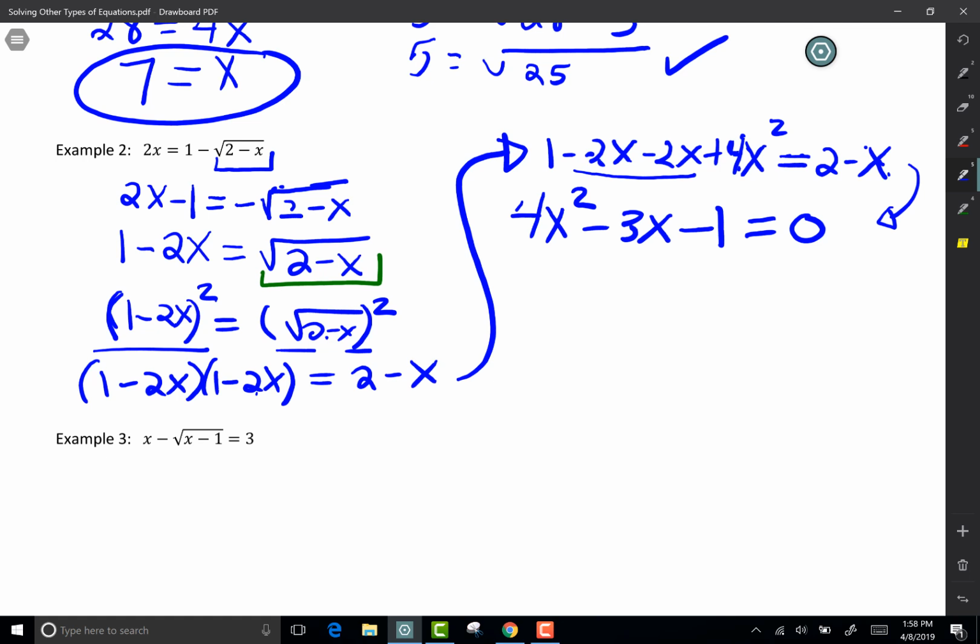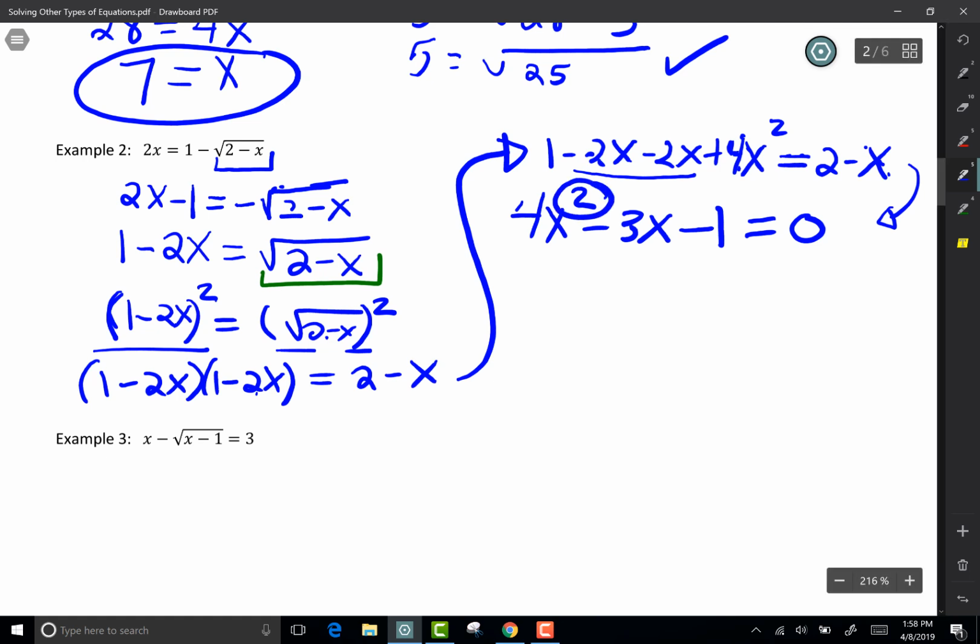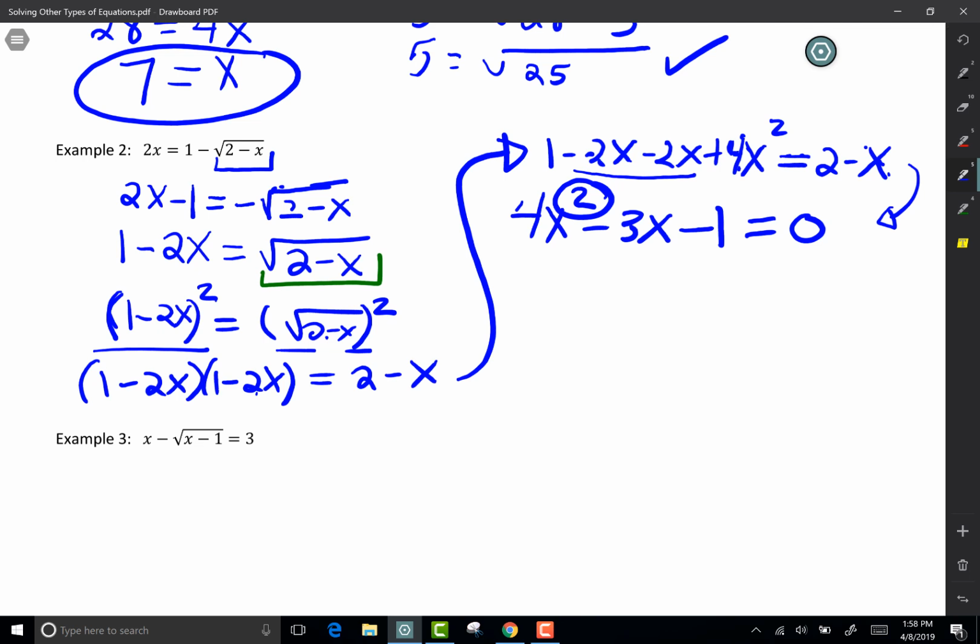Okay, now let's factor. This is a quadratic equation. So in our toolbox, we have factoring, quadratic formula. This one will factor, and my preference is to factor, so I'm going to do that. If you don't like factoring, you can use the quadratic formula. You should still get the same answer that I get.